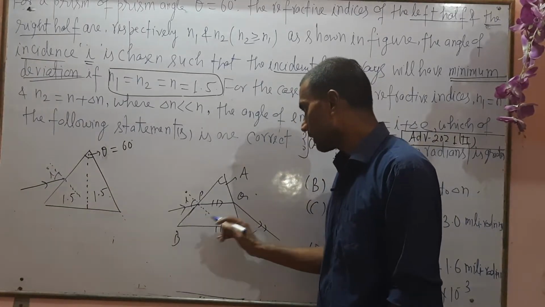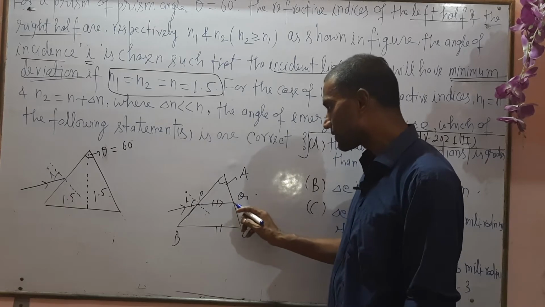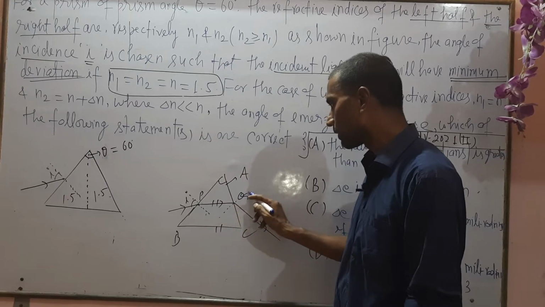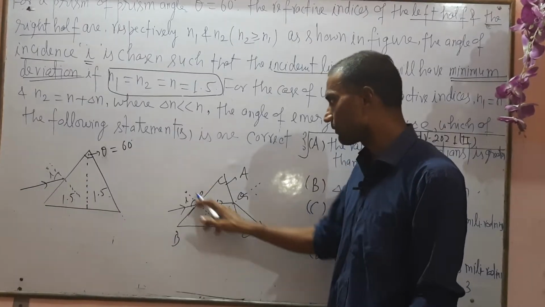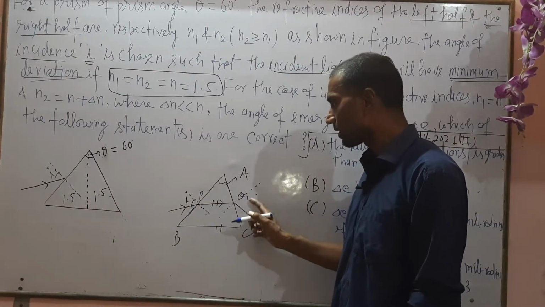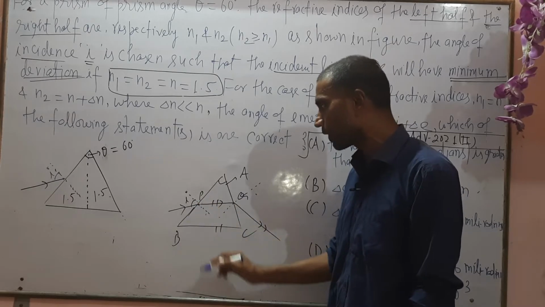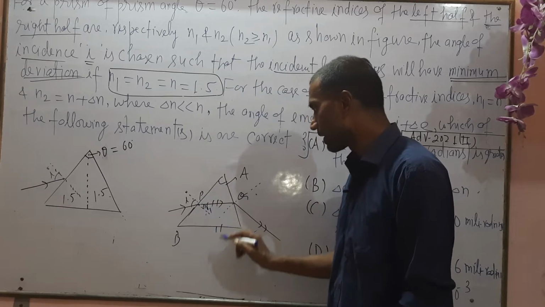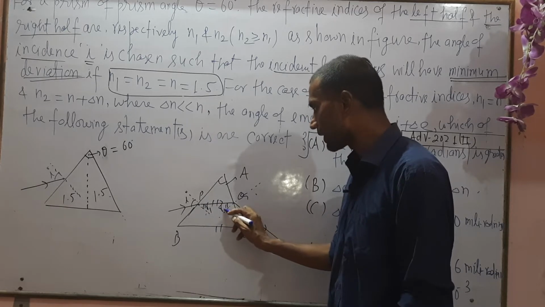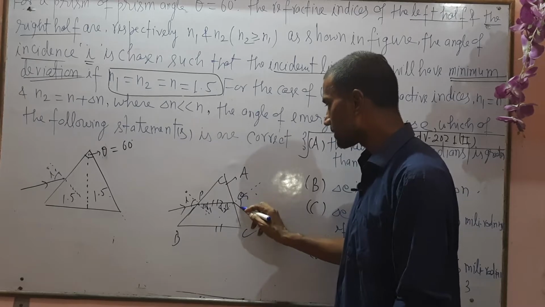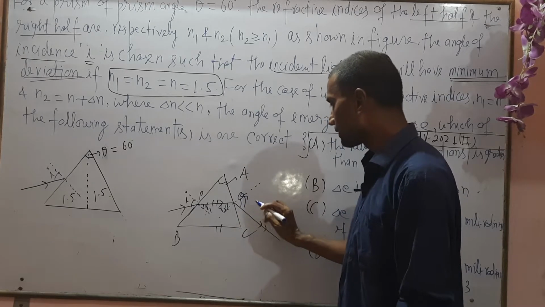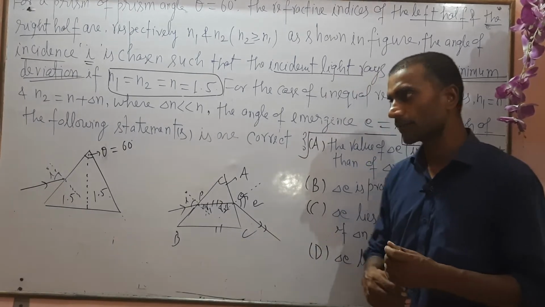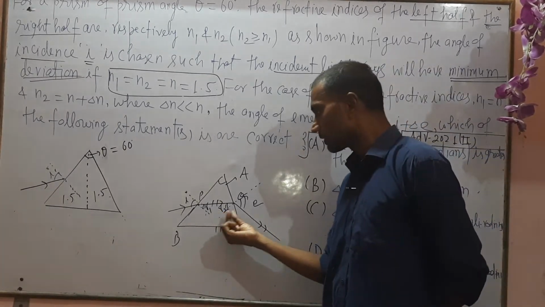Also, if we draw the angle of incidence and angle of refraction at point Q, then draw the normal at point Q. This is the N1 normal, this is the N2 normal, the normal at Q point and the normal at P point. This is the angle of refraction at P, and this is the angle of incidence at point Q, and this is E. E is the angle of emergence. This is R1, this is E.